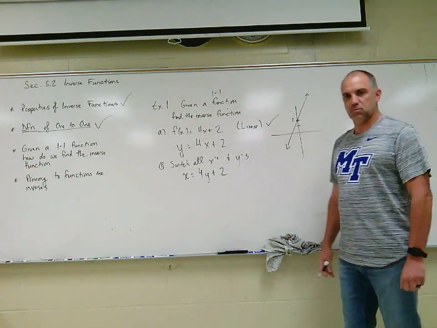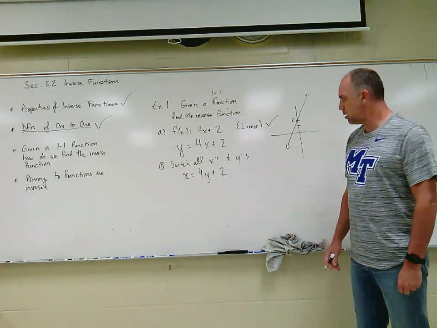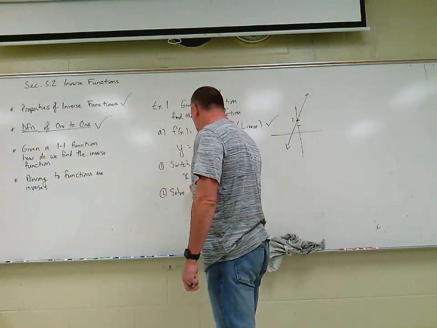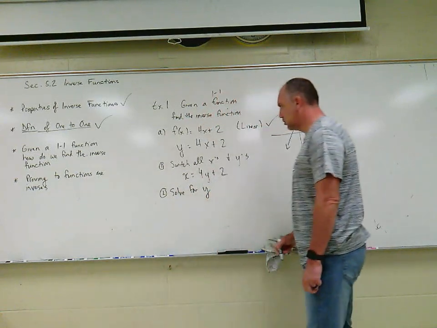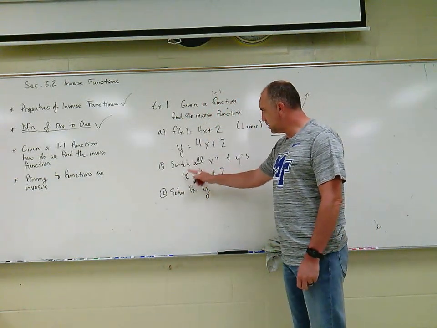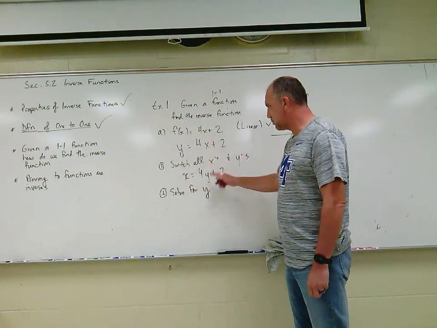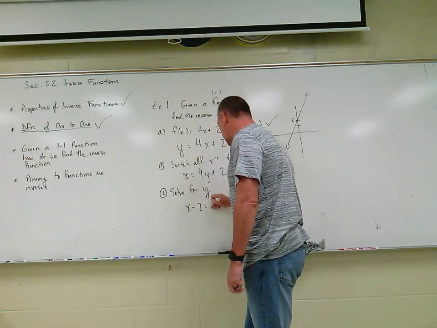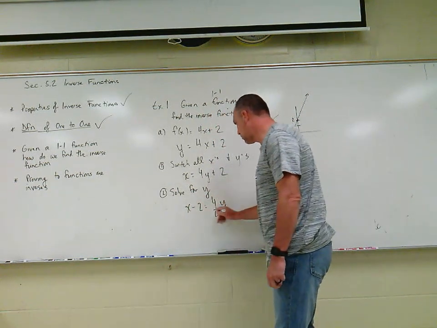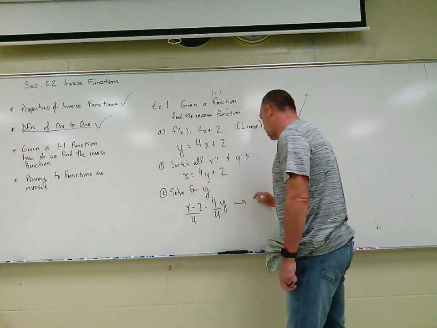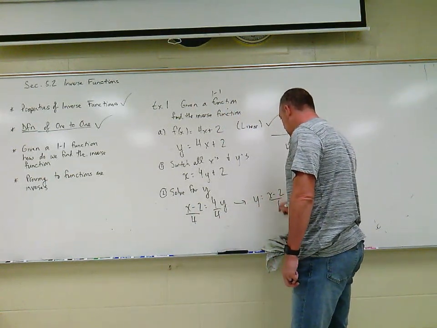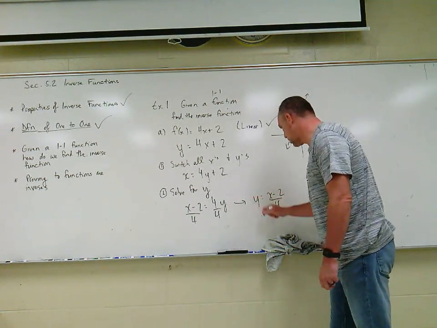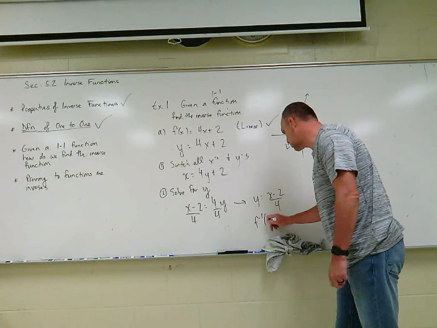So that's the first step. And then I'm going to just solve for y. So we've switched: wherever I saw y, I put an x, and wherever I see x, I put a y. And now I'm going to solve. I'll subtract 2 from both sides, and then divide by 4. And so we get y equals x minus 2 over 4. And that should be our inverse function. So we can label it as f inverse of x.